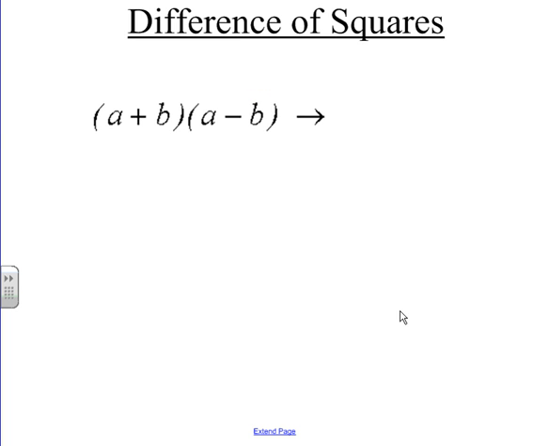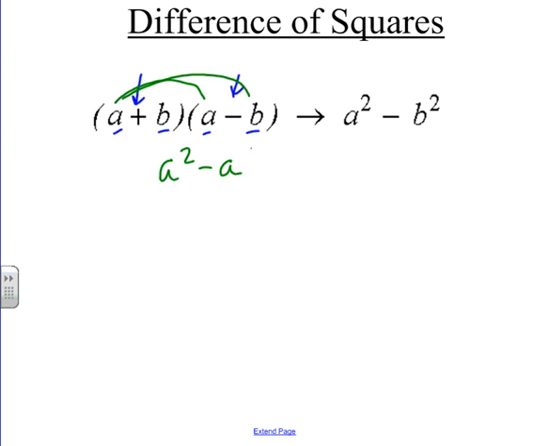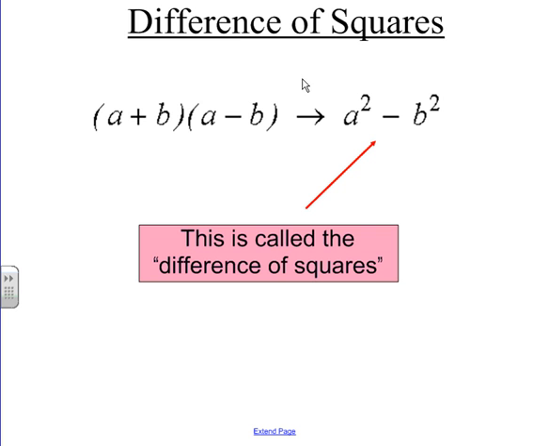If we remember, when we had two binomials where the first terms were the same and the last terms were the same, except that they had different signs, when we multiplied this out we would get a squared minus b squared. Remember, we multiply a times a, there's our a squared; a times negative b is negative ab; b times a is positive ab; and positive b times negative b is negative b squared. That middle term disappears, and we have just the first term and the last term squared with a minus sign between them. That's why it's called the difference of squares: because of the difference, the subtraction sign, and a square on each side.